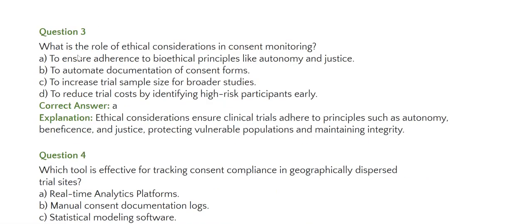from diverse backgrounds. Question 3. What is the role of ethical considerations in consent monitoring? A, to ensure adherence to bioethical principles like autonomy and justice. B, to automate documentation of consent forms. C, to increase trial sample size for broader studies. D, to reduce trial costs by identifying high-risk participants early. The answer is A, to ensure adherence to bioethical principles like autonomy and justice, as ethical considerations ensure clinical trials adhere to principles such as autonomy, beneficence, and justice, protecting vulnerable populations and maintaining integrity.